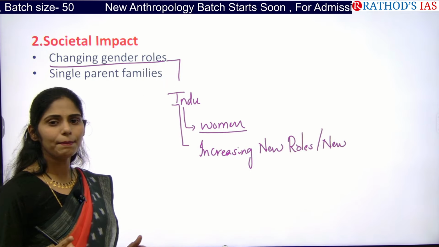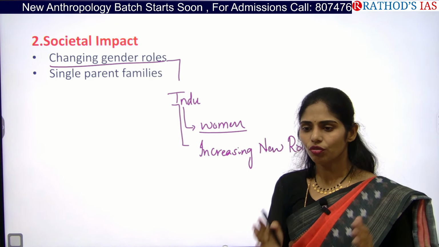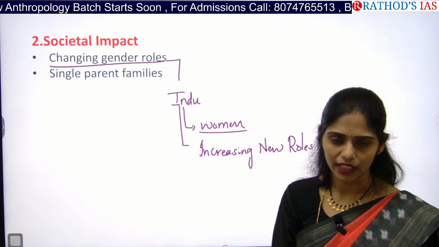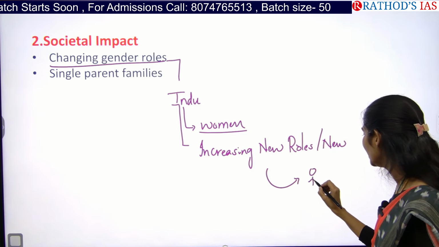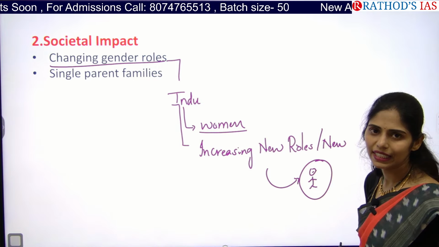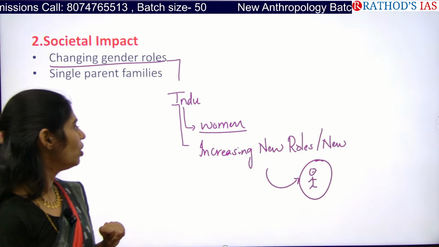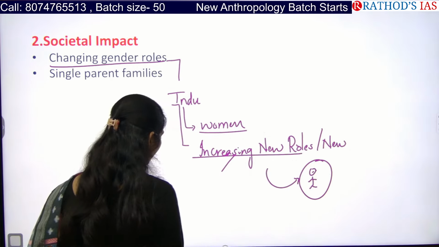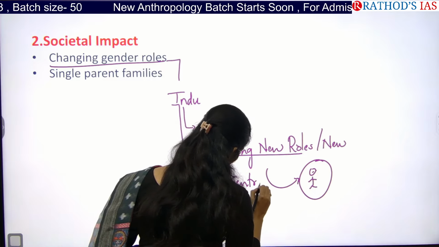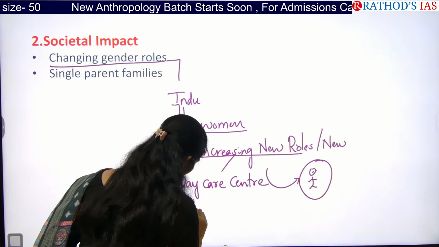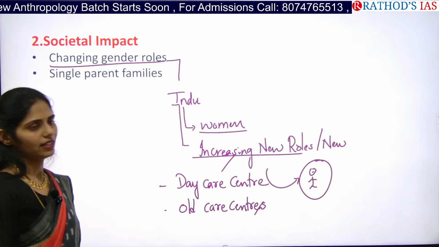For example, let us take a family: wife, husband and a kid. The wife is working and the husband is also working. Then who will be taking care of that kid? Simply they will bring that kid and join them in a daycare center, where women will take care of feeding, looking after them, and education like that. So there is increasing of new roles and increasing of daycare centers nowadays in urban areas. It is actually a good business, daycare centers and even old age care centers.